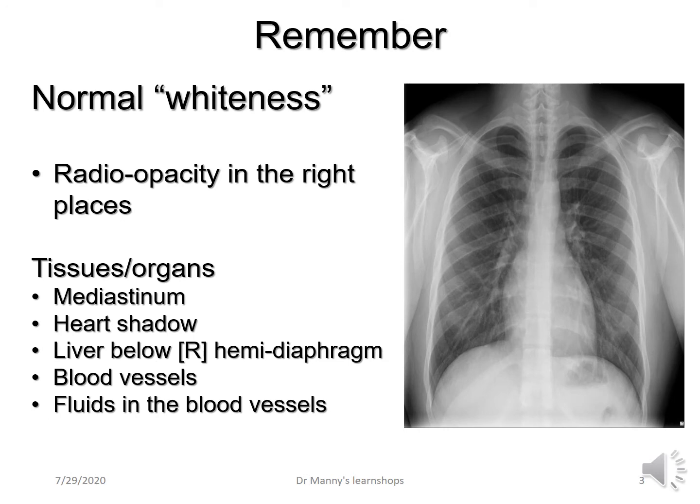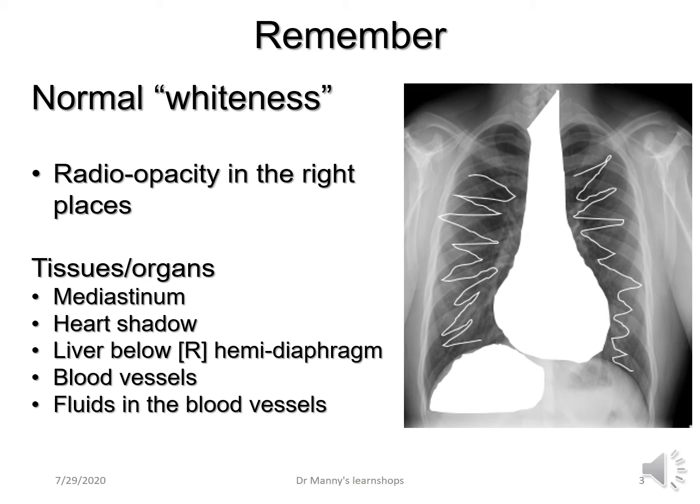You have to remember normal whiteness is radiopacity in the right places. And this is dealing with tissues and organs, such as the mediastinum, the heart shadow, and the liver, which is normally below the right hemidiaphragm. All these organs contain blood, fluid, tissue, and it's the blood vessels that are full of blood that will create these images as well.